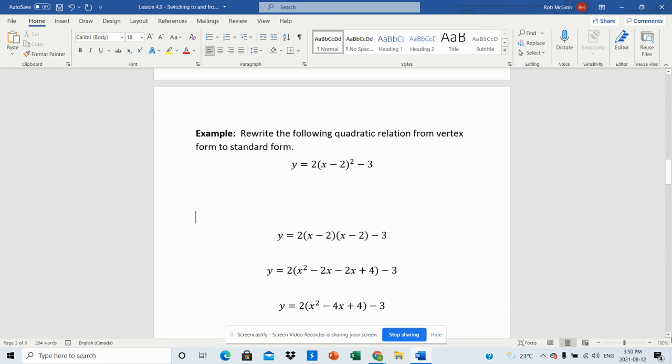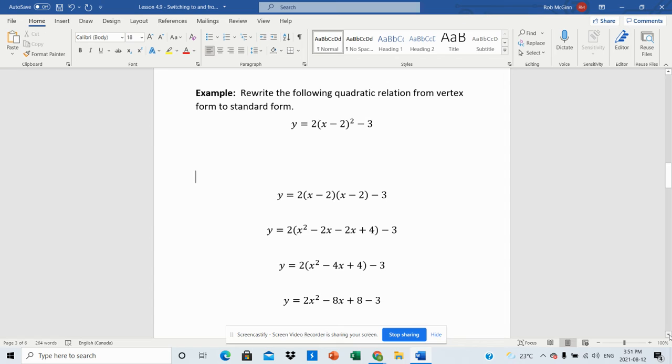So now we're going to just collect our like terms inside the bracket. So we'll have 2 times x squared minus 4x plus 4, minus 3. At this point, we can distribute the 2 through the 3 terms that are in our brackets. So we'll do that, and 2 times x squared is 2x squared. 2 times negative 4x is negative 8x. 2 times 4 is 8. And we still have minus 3.